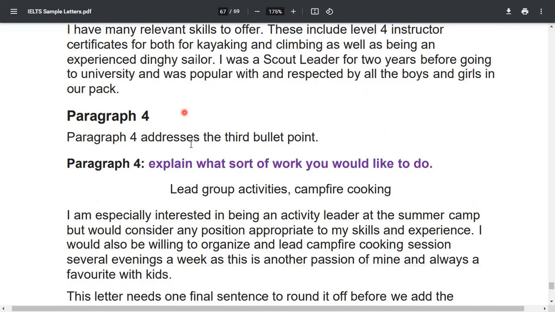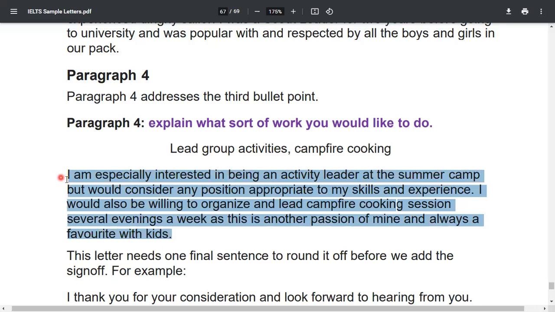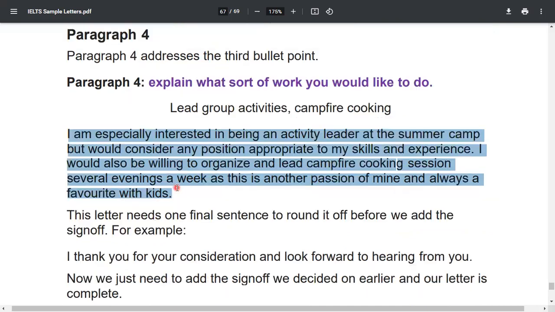And then for the last one, explain what sort of work you would like to do. Let's see. I am especially interested in being an activity leader at the summer camp, but would consider any position appropriate to my skills and experience. Amazing sentence here. I would also be willing to organize and lead campfire cooking sessions several evenings a week, as this is another passion of mine and always a favorite with kids.